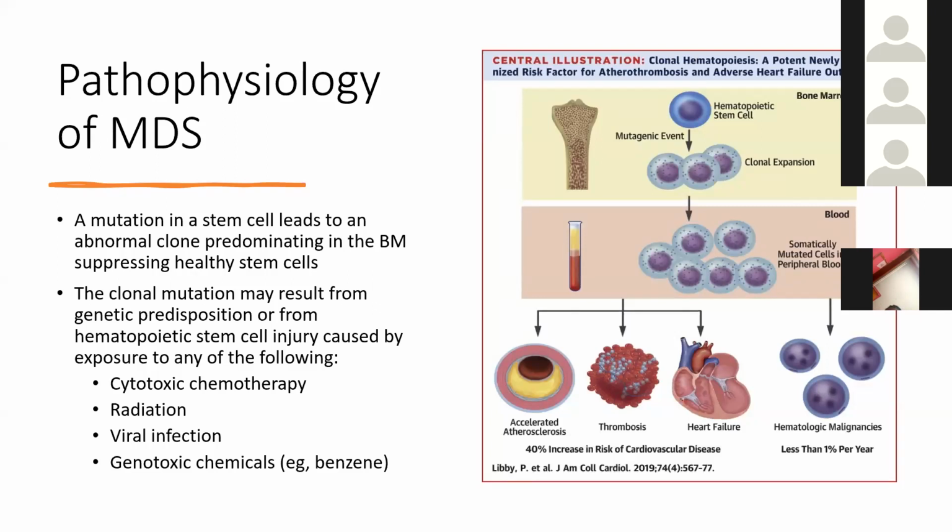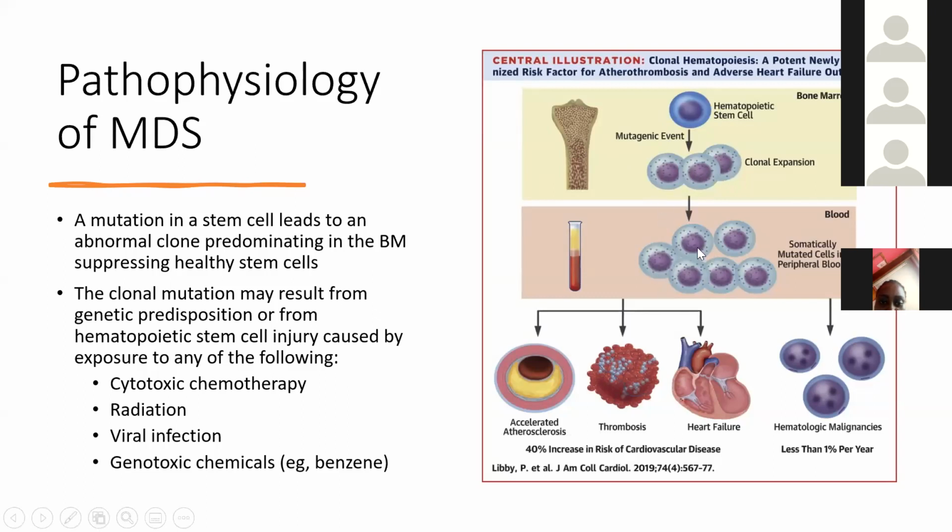So there are several chemicals or injuries that can cause the stem cell to become mutated and then give rise to this abnormal clone. So if you look at the diagram, it shows you the stem cell, and then there's a mutagenic effect, which causes a clonal expansion of these mutated stem cells.